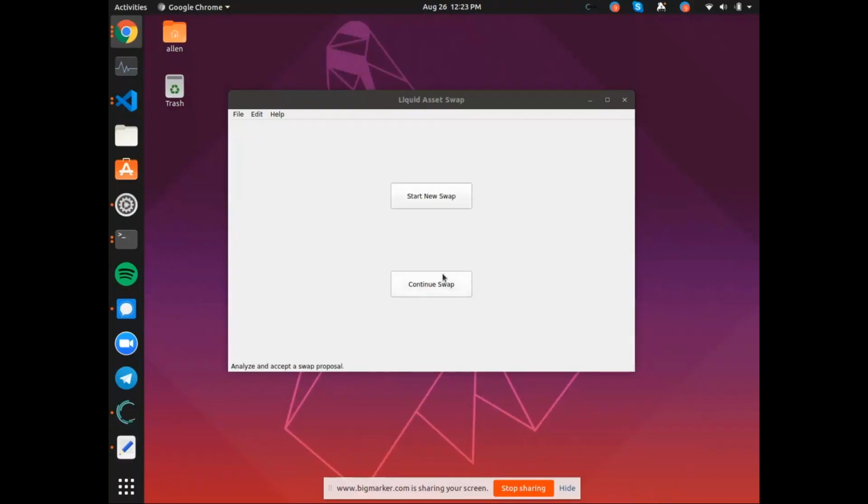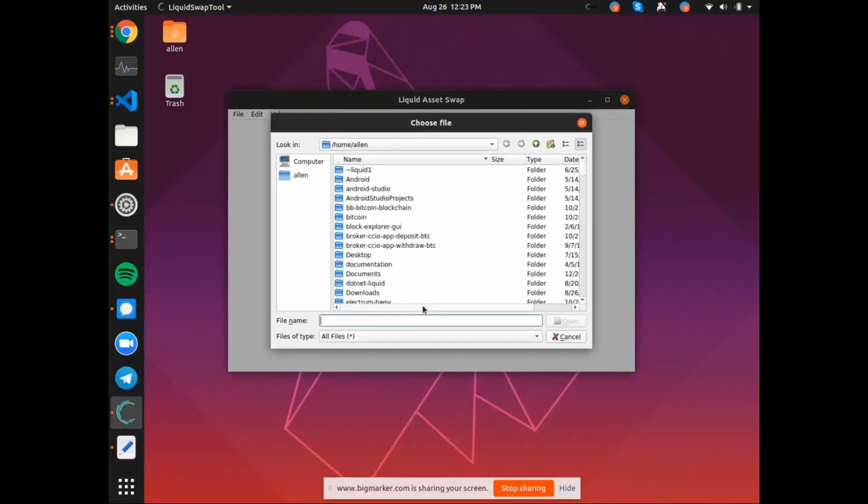Okay, I just sent it back to Alan. All right, I've just downloaded it here. Let me share my screen. All right, so I'm going to continue the swap. I'm going to import.